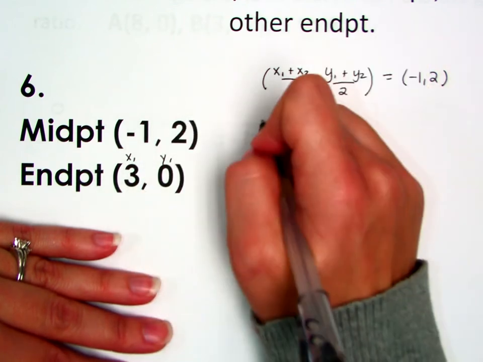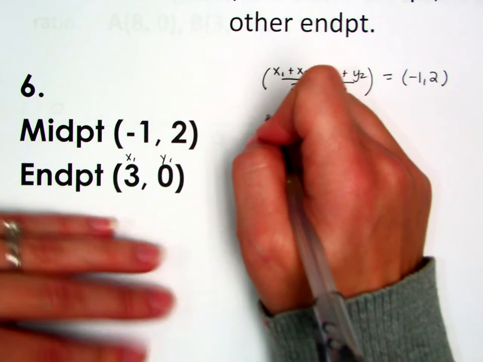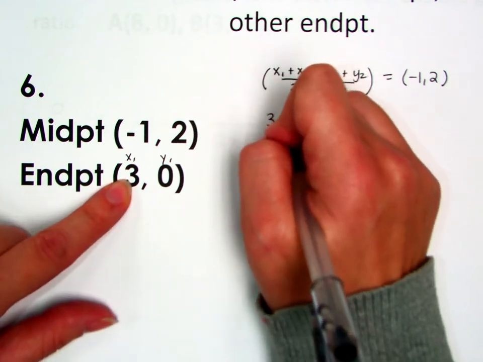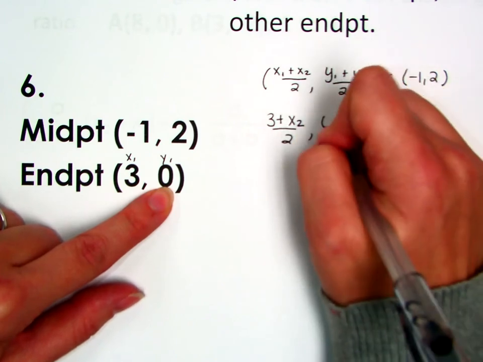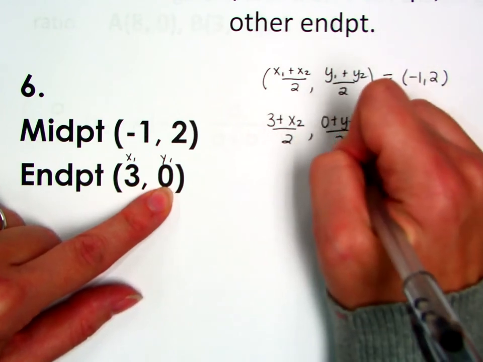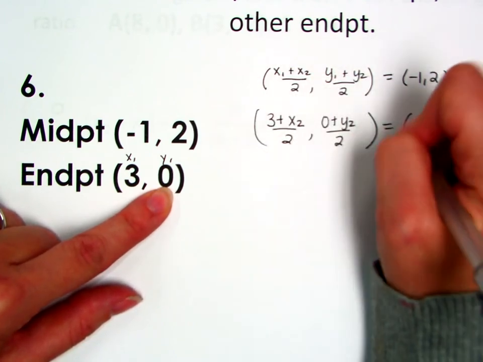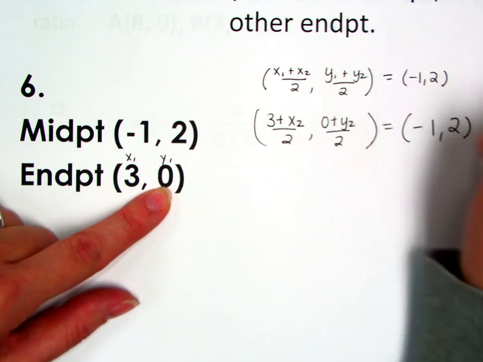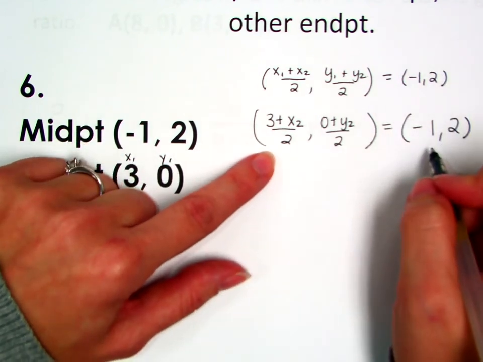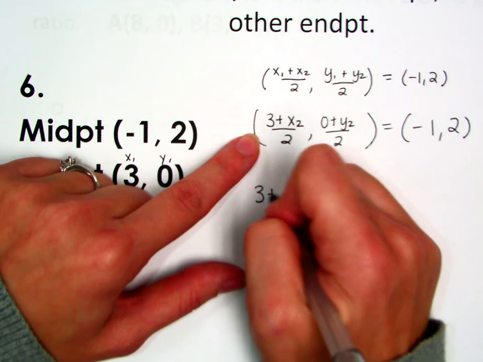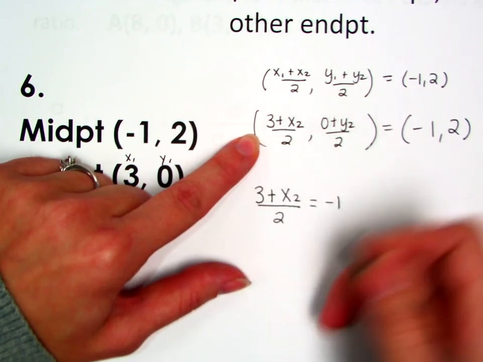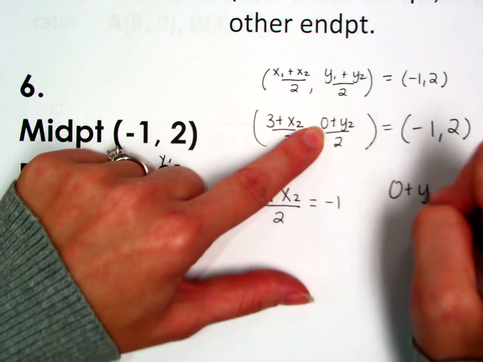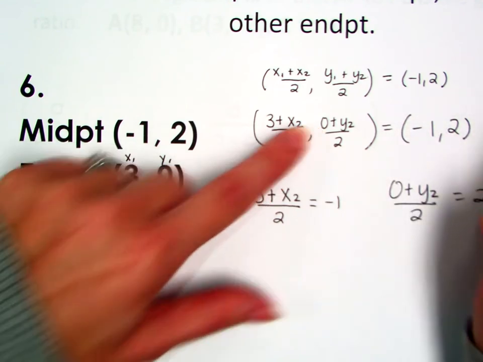What it will leave you with is to solve for x2 and y2. So if I plug this in for x1, I get (3 plus x2) divided by 2. And I plug in the 0 here, I get (0 plus y2) divided by 2. And that should equal the ordered pair (-1, 2). At this point, you want to break it into two separate equations. The first equation would be (3 plus x2) divided by 2 is equal to -1. And the second equation would be (0 plus y2) divided by 2 is equal to 2.